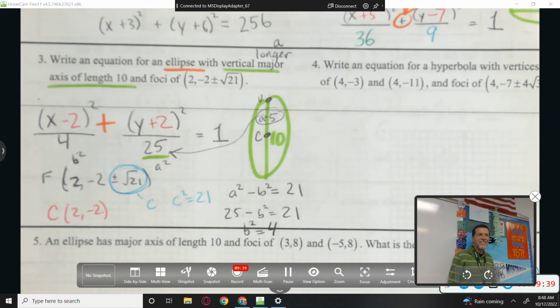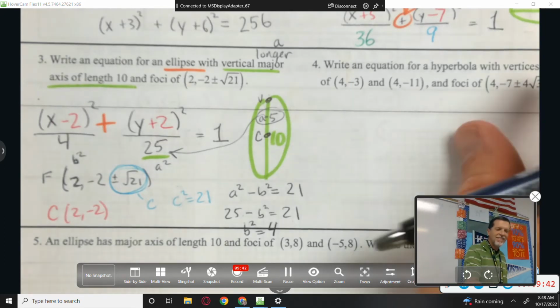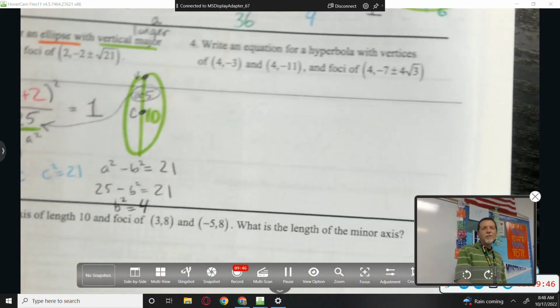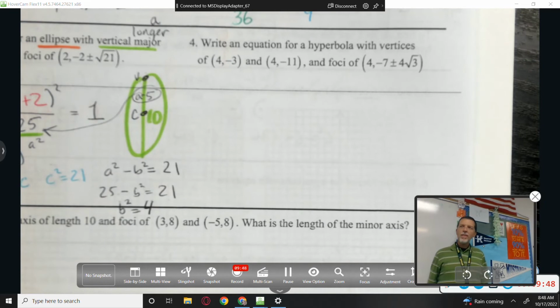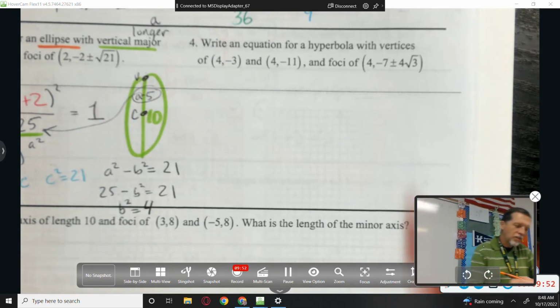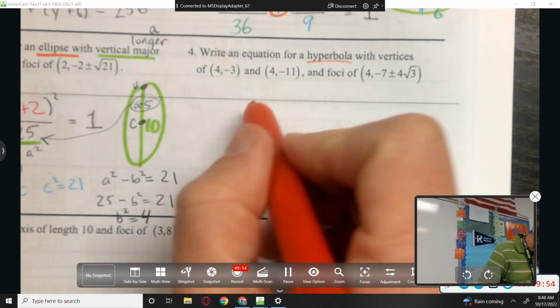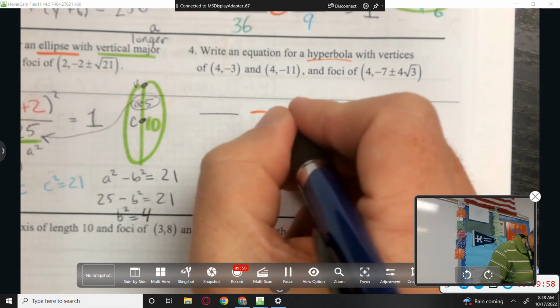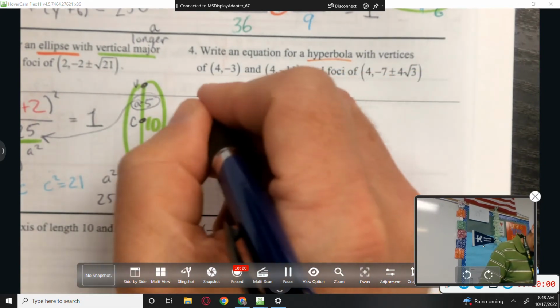Grace? That's so good. Number 4. Hyperbola. What does that mean in terms of the equation? That's going to be a minus in there. Right? There's all sorts of partial credit on these because, hey, if you just get the minus, that's worth something.